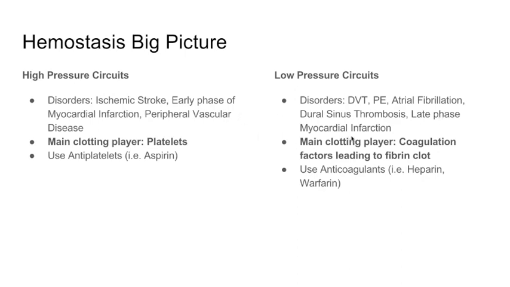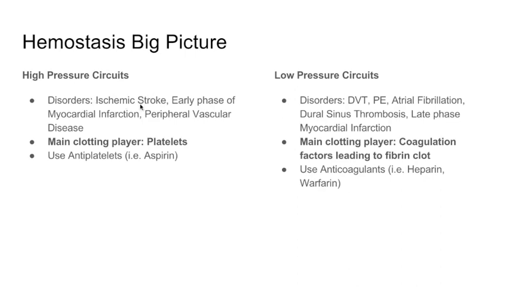Or even late phase myocardial infarction, because remember that the first phase is to get platelets, but the second phase is to get fibrin clots. So even in late phase myocardial infarction, that can be low pressure because you've sort of stabilized that bleed. So the main player for low pressure circuits like DVT, PE, AFib, late MI, or dural sinus thrombosis is coagulation factors. So very, very important to understand.